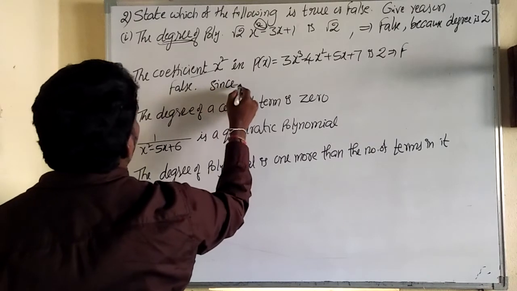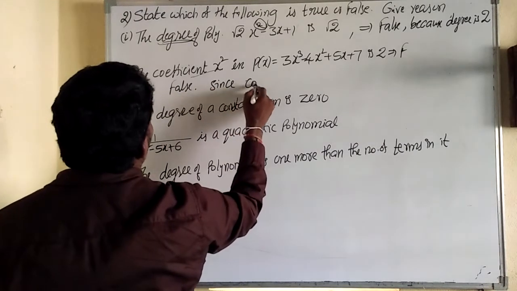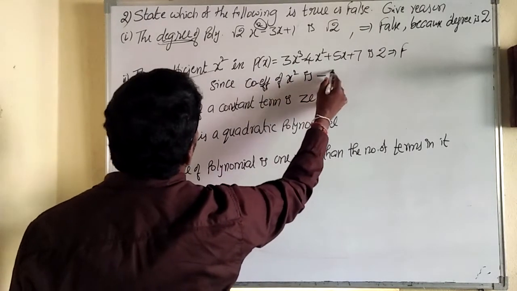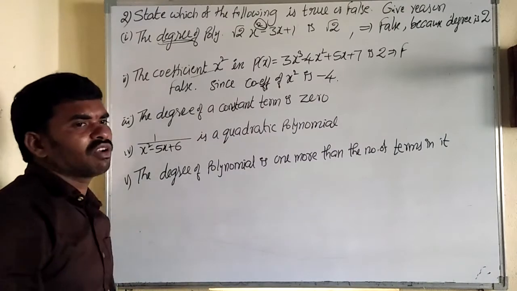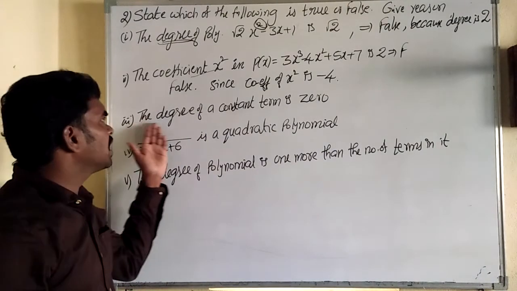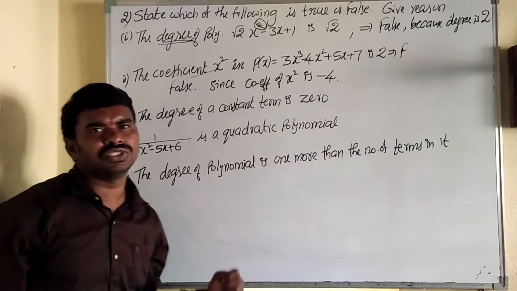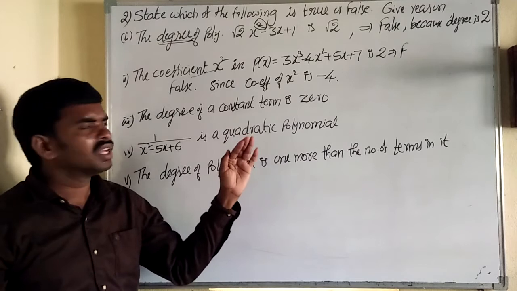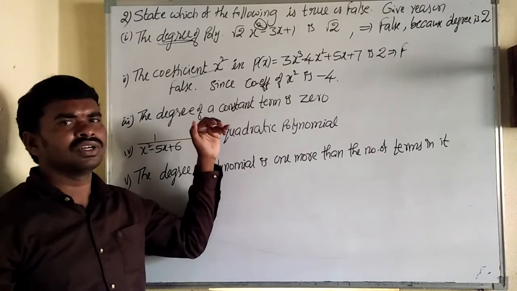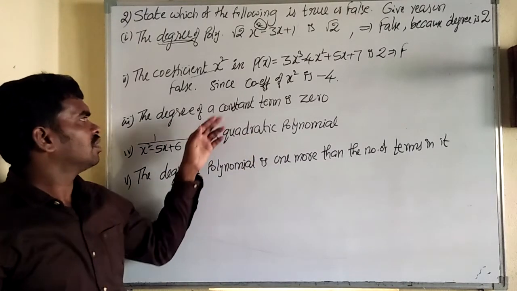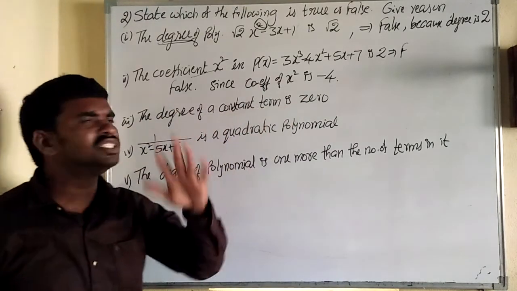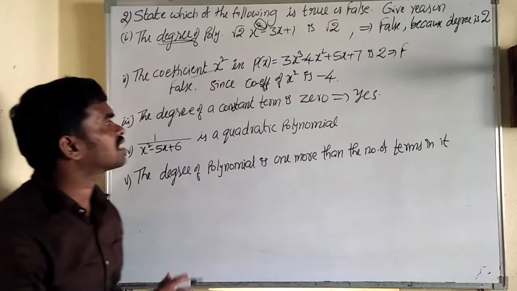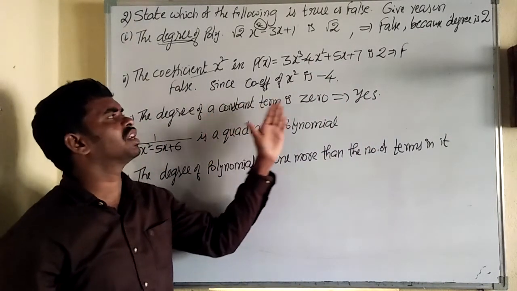Since the coefficient of x square is, what is the x square coefficient? Minus 4. That's why it is false. Next, the degree of a constant term is 0. Just now, while studying the polynomial general form, I gave you examples of what the degree is. For a constant term the degree is always 0. So yes, it is true, because for a constant term the degree is always 0.